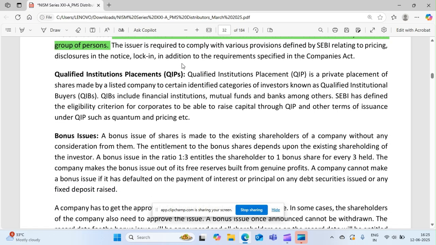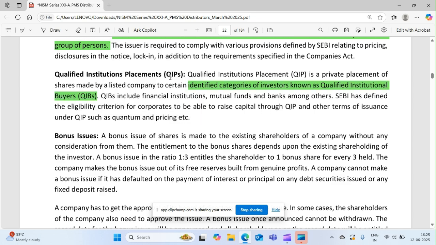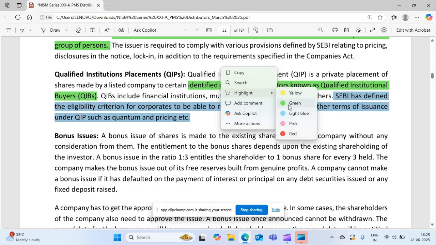Then you have QIP, which is qualified institutional placement. Qualified institutional placement is a private placement, but it is made to identified categories of investors known as QIBs, or qualified institutional buyers. So please note that QIP is made to QIBs. Now this is very interesting, right? You don't invite every investor, you invite only qualified institutional buyers. And who are they? They are institutions, banks, financial institutions, mutual funds, right? And SEBI has defined the eligibility criteria for corporates to be able to raise capital through QIP and other terms of issuance. This is very clearly mentioned by SEBI, right?